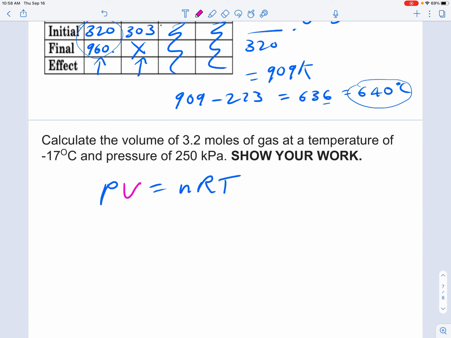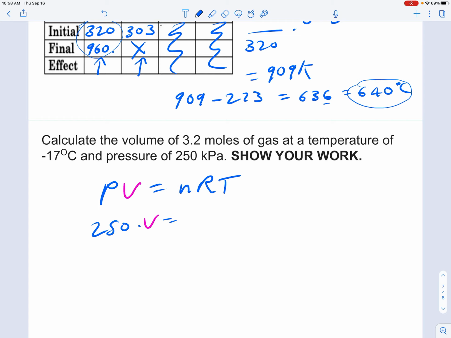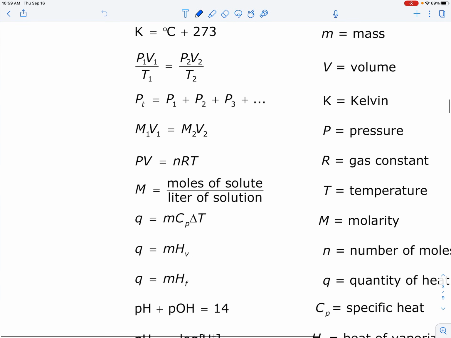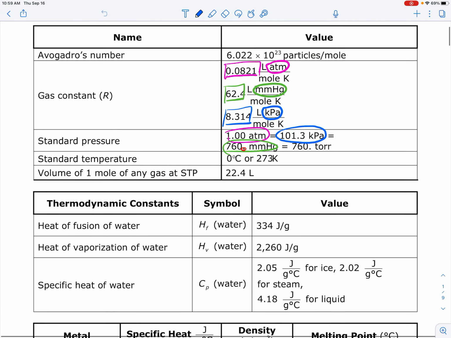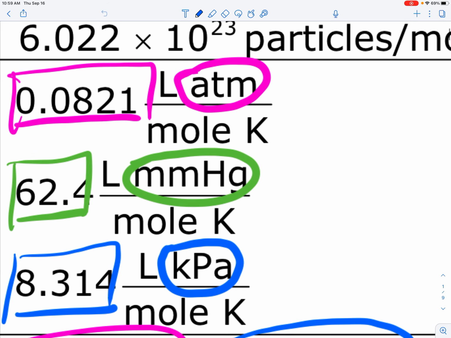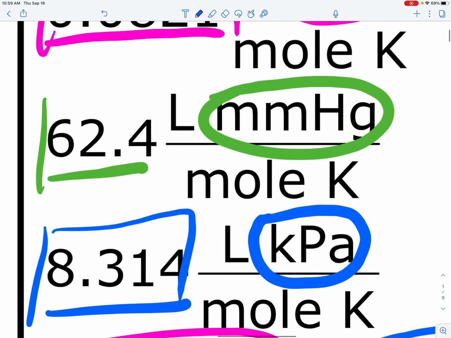Calculate the volume of 3.2 moles of gas at minus 17 and 250. So pressure is 250. The volume, we're going to keep it as V because it's our unknown. We're trying to work it out. The amount of gas is our n. It's 3.2 moles. Now, R can have 3 different values. And it's going to be based on what we're measuring pressure in. Our pressure is in kilopascals. So let's choose the correct value for R. On the very first page of your reference tables, here's our R's. You can see there are 3 different values, 0.0821, 62.4, and 8.314. We're going to use the 8.314 because we're working in kilopascals. Okay, so that's the one we're going to use.